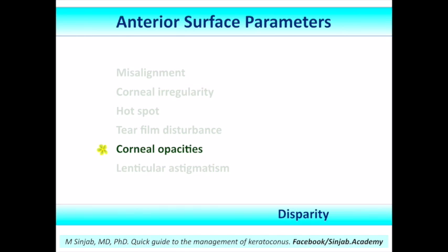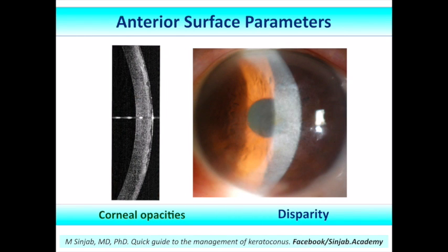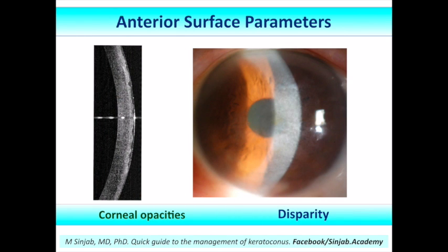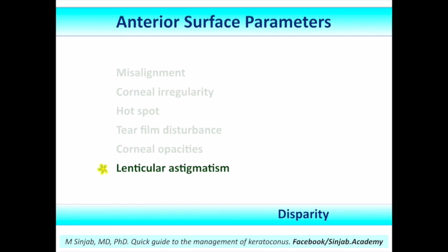Corneal opacities for any reason, such as after PRK, this is haze, subepithelial haze, or anterior stromal and Bowman haze due to PRK. This is a severe case, of course. This problem may cause disparity between manifest astigmatism and the topographical astigmatism. But the most important thing between these causes is the lenticular astigmatism.